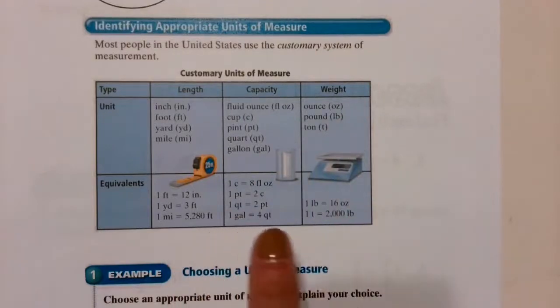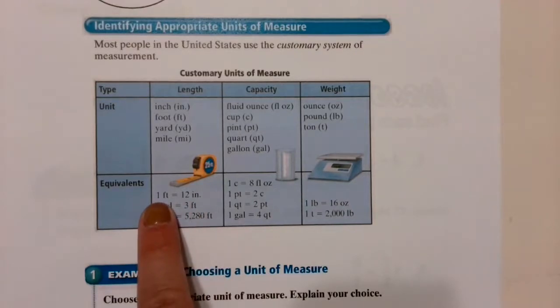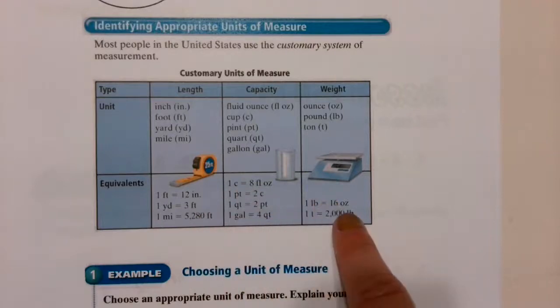And then down here along the bottom, which we will need in a little bit, are some equivalents. So for example, we all hopefully should have this memorized, that 12 inches are equal to 1 foot, and so forth. So these ones will come in handy when we're trying to convert between different units.